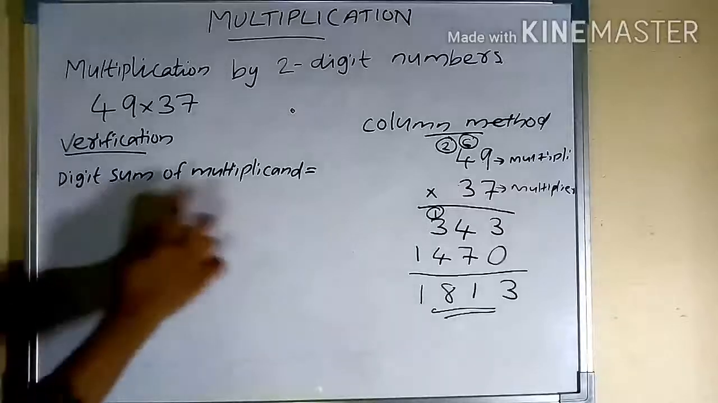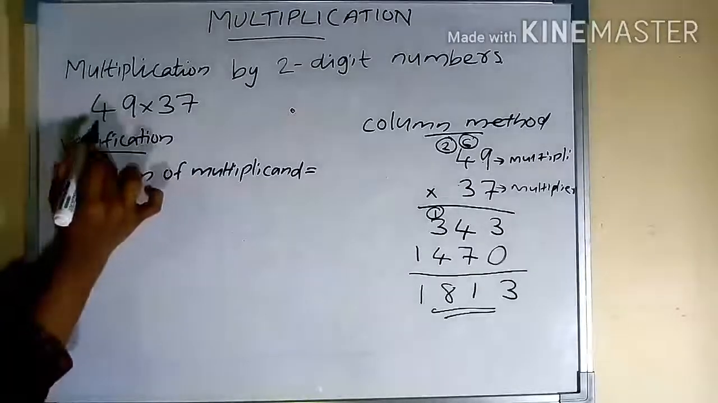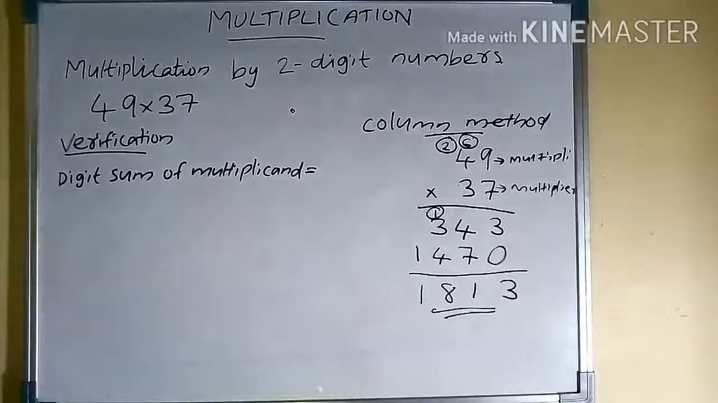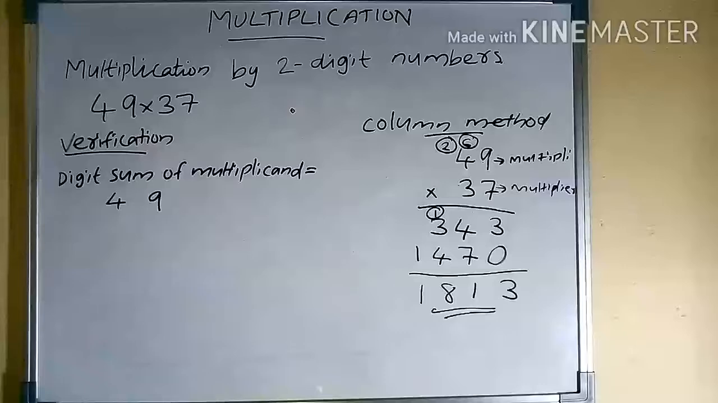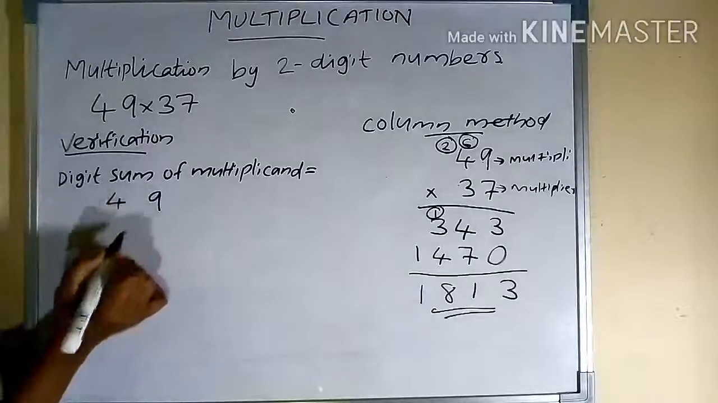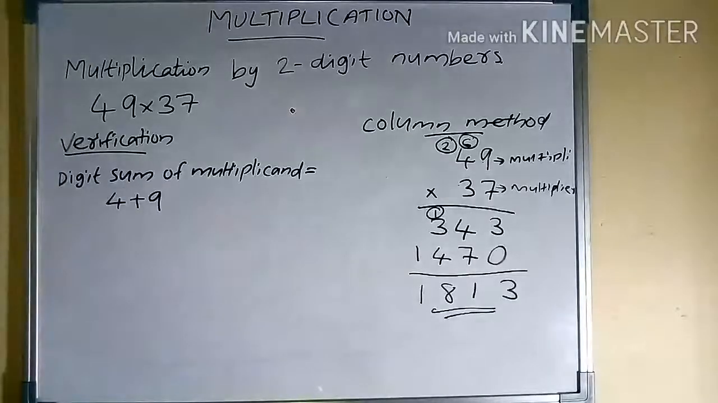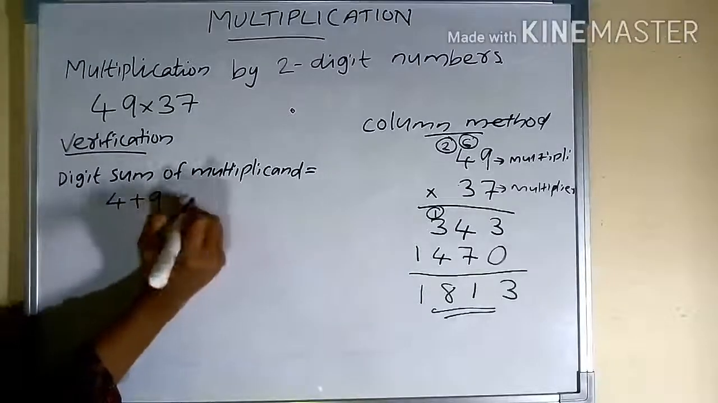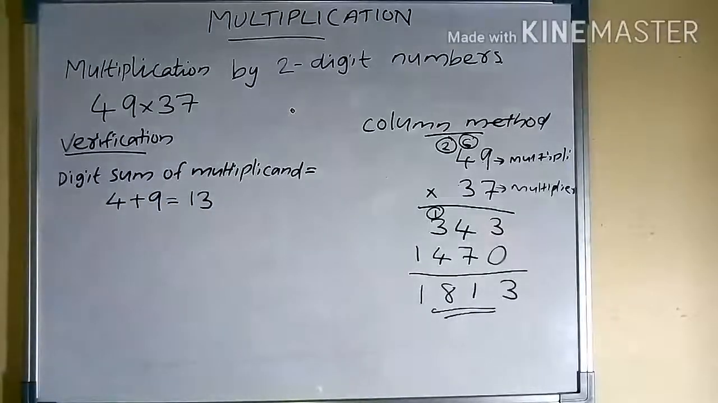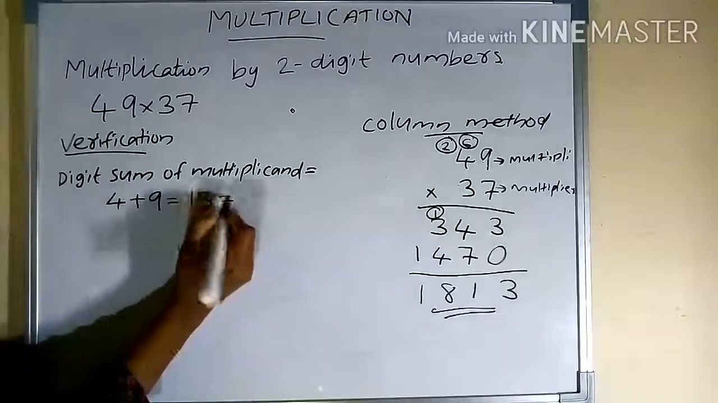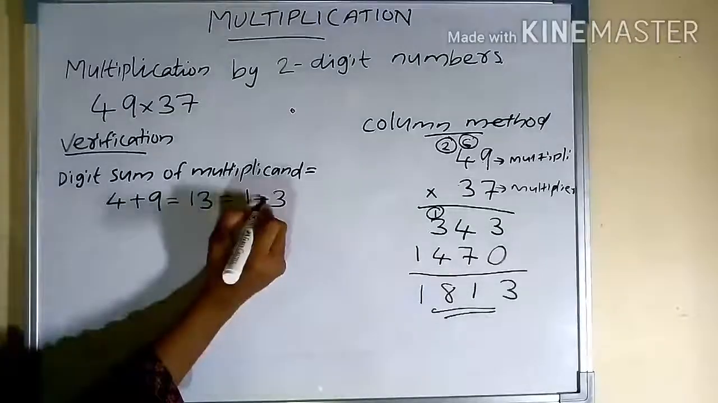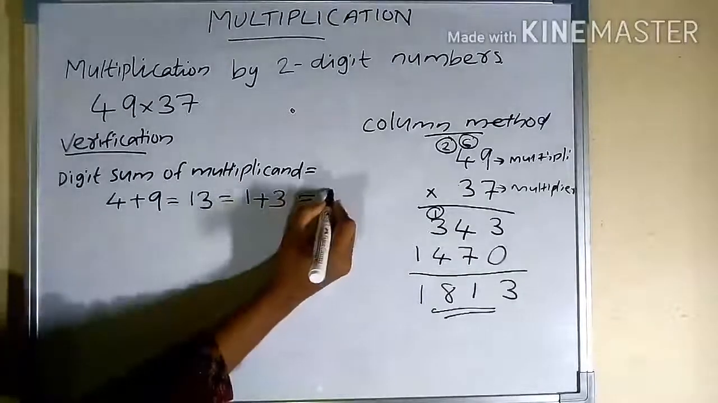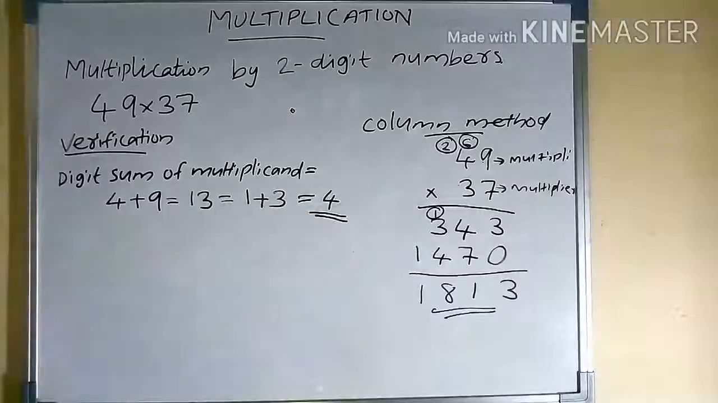In this question 49 is a multiplicand. So digit sum of multiplicand means separate 49 by digits, that is 4 and 9. 49 is a 2-digit number. Add these two digits. So what is the answer? 9 plus 4 is 13. This is a 2-digit number. So separate these digits, that is 1 and 3, and add 1 plus 3. So what is the answer? 4. For the verification, we need only a single digit number.